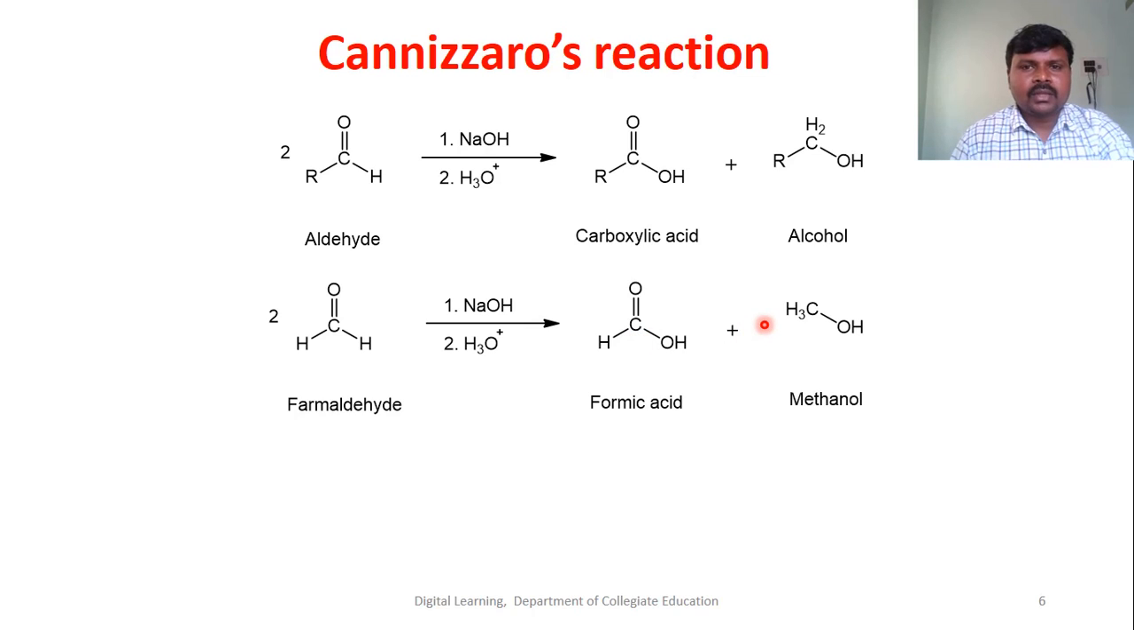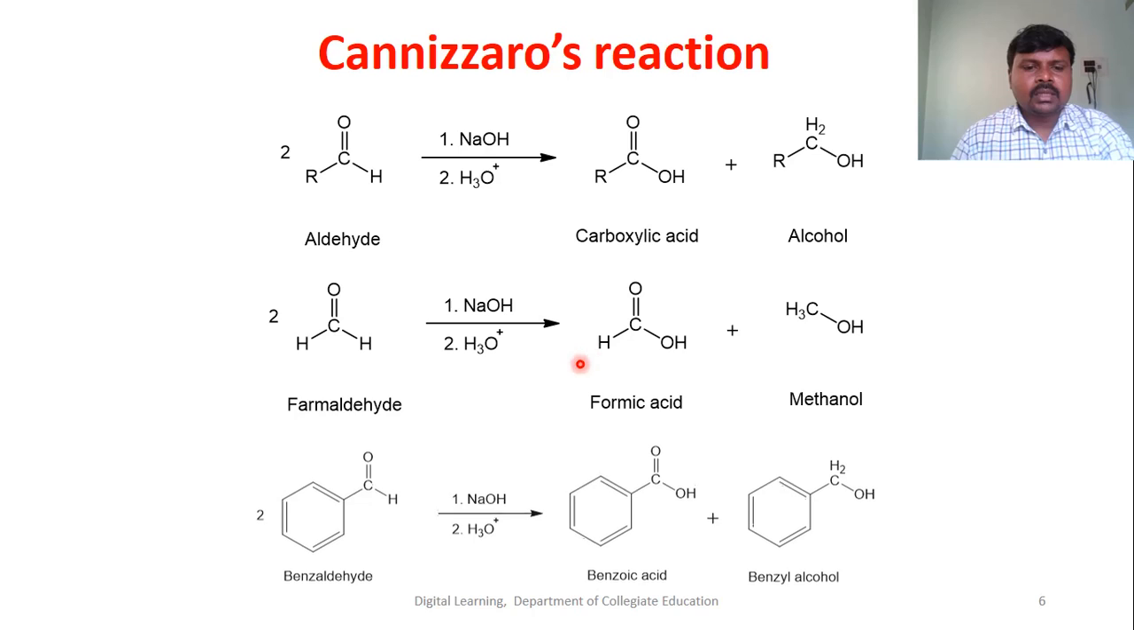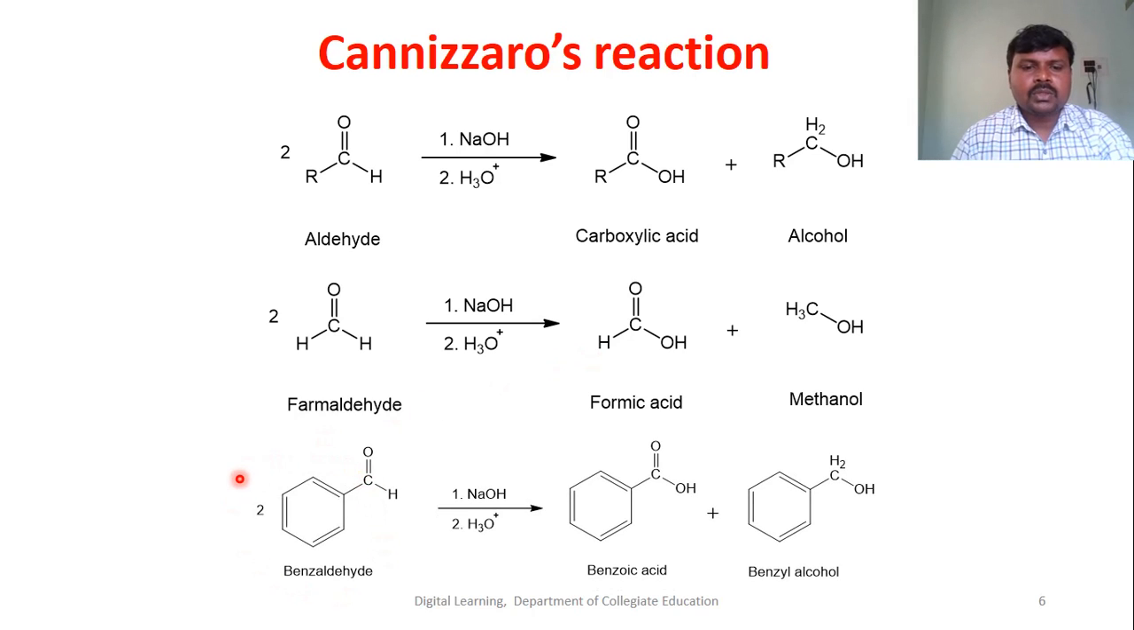Another example of Cannizzaro's reaction is shown by benzaldehyde. This benzaldehyde also doesn't contain alpha hydrogen atoms. This is alpha carbon atom, but there is no hydrogen atom. So benzaldehyde shows Cannizzaro's reaction. One molecule of benzaldehyde is oxidized to benzoic acid and another molecule is reduced to benzyl alcohol.